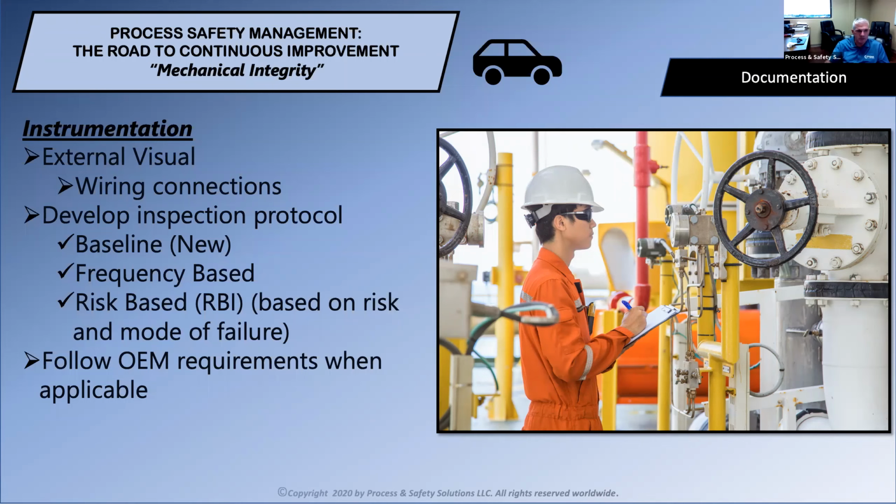But we also must develop the inspection protocol just like we do piping and vessels. The frequency, of course, we can do RBI on controls as well, just like we can do piping and other equipment. Again, it must be based on our risk. And of course, we can follow OEM requirements when they're applicable as well.